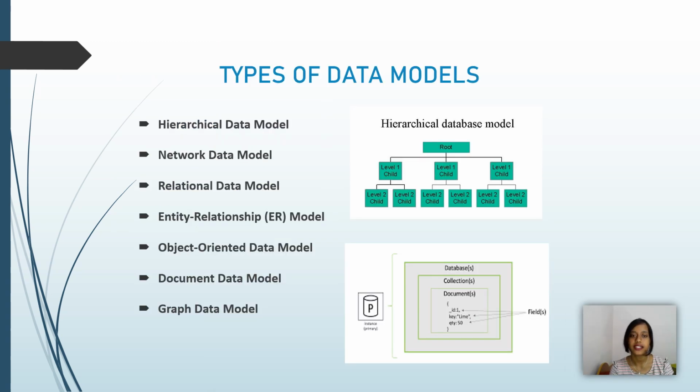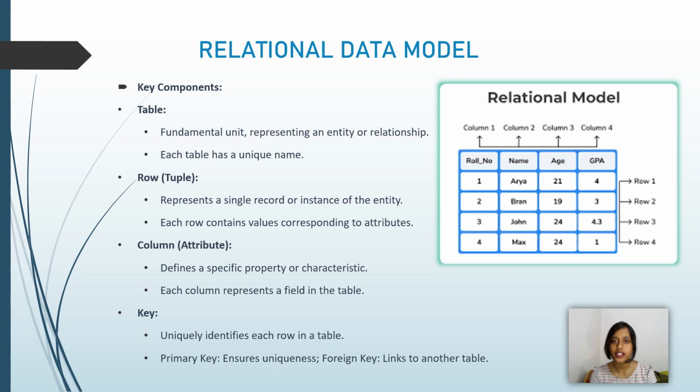Moving on, now let us see the types of data models. We have the hierarchical data model, network data model, entity relationship model, relational data model, object oriented data model, document data model and graph data model. Here in these pictures we have the hierarchical database model and then this is the document data model. So now let us move on to the relational data model.